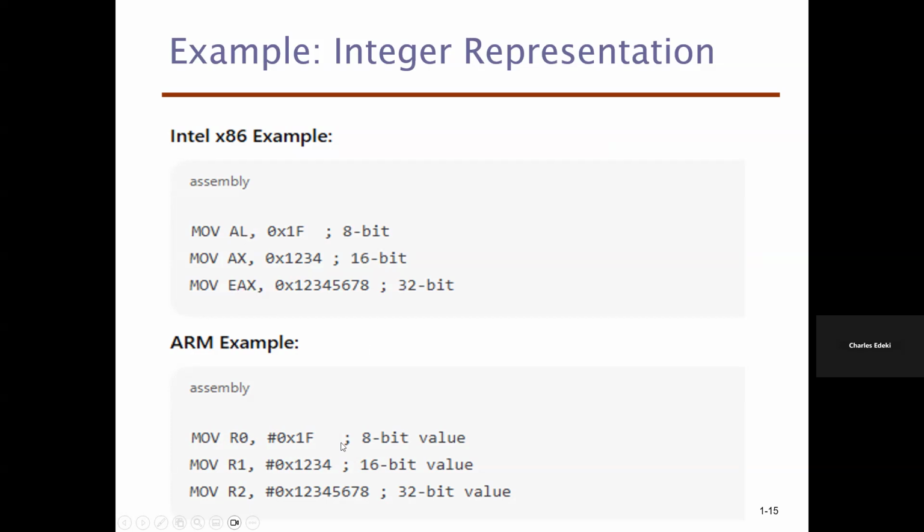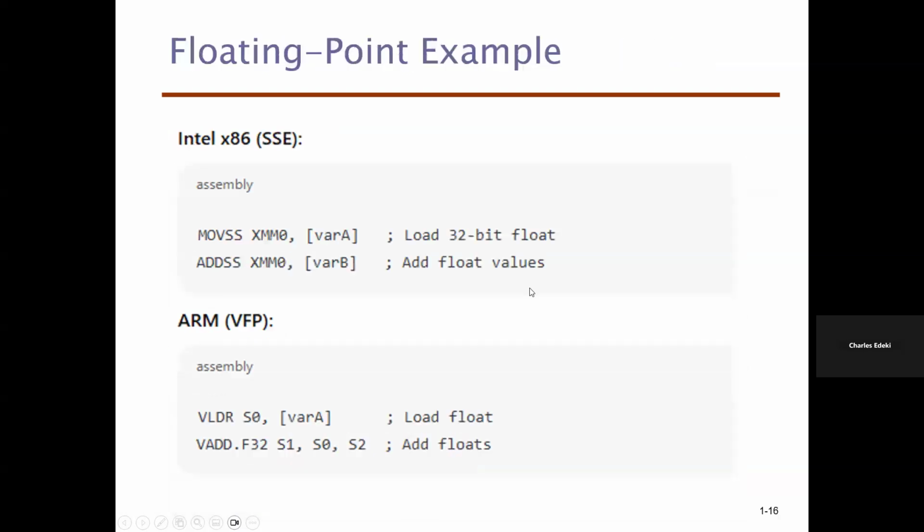Now with the ARM example also, we can say mov R0, R1, R2, and we still have 8, 16, 32-bit for each one. So this is just an integer representation. Then we have the floating point example also.